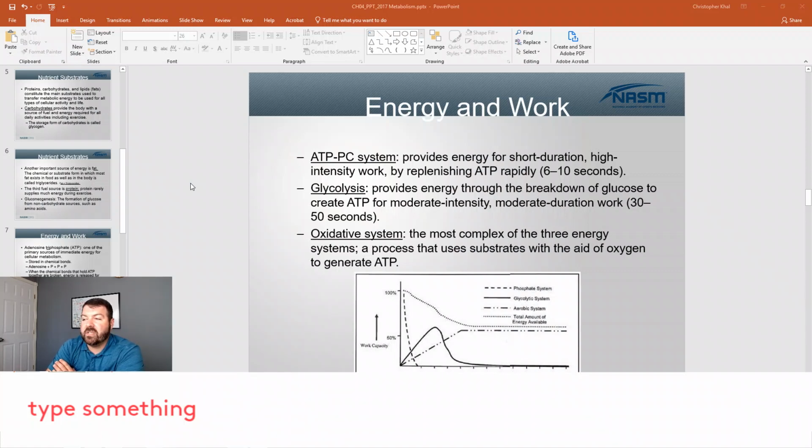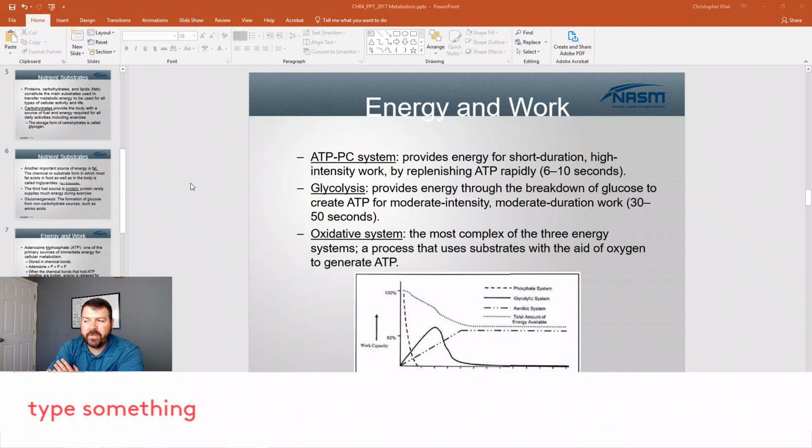The next one is going to be glycolysis. That provides energy through the breakdown of glucose to create ATP for moderate intensity, moderate duration work. So about 30 to 60 seconds, give or take.